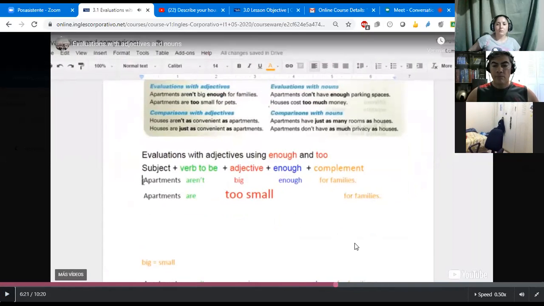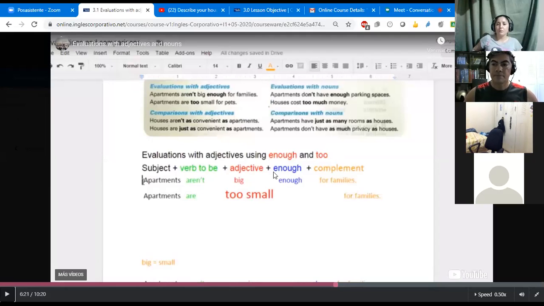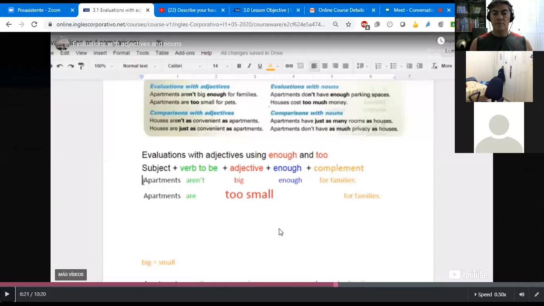Okay, before continuing to the nouns, is everything clear so far? Here, remember that we're talking about how to use evaluations with adjectives, using enough, which is sufficient, and too, right? Apartments aren't big enough. Also, you have to see the position, right? That when we use enough, it comes after the adjective, and big is before enough. And then you have too small. First we use too, and then we use small.